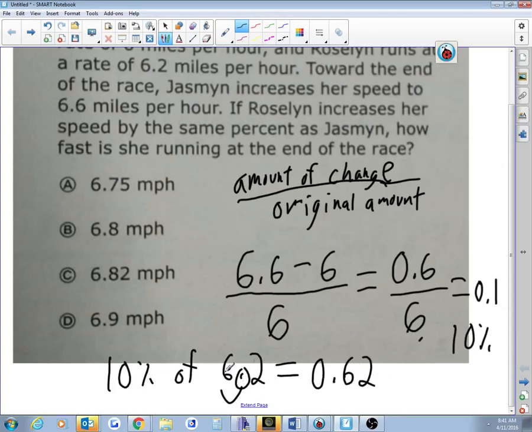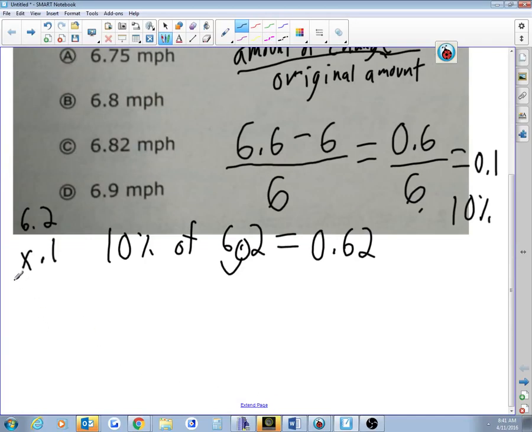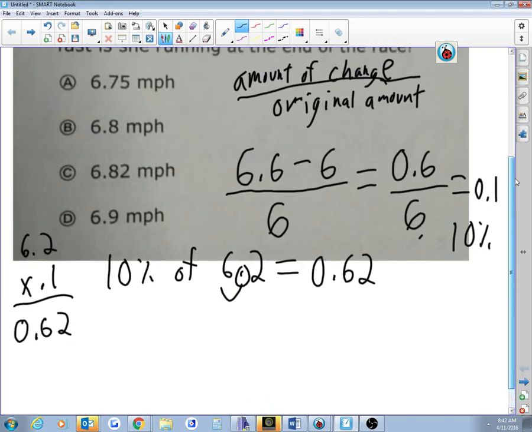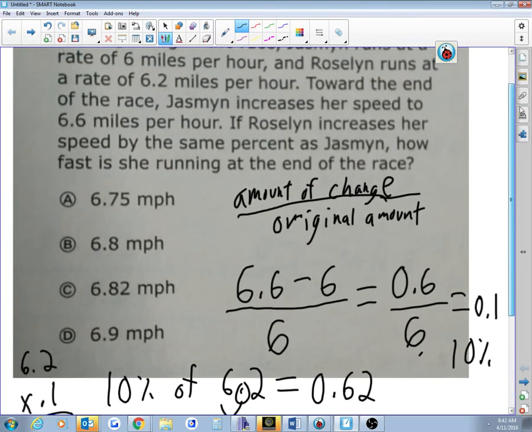We also could have gotten this number by doing 0.1 times 6.2. That also would have given us 0.62. Just turn the percent into a decimal and multiply. That always works to find the percent of a number. So Rosalind increased her speed by 0.62, or 62 hundredths, miles per hour.